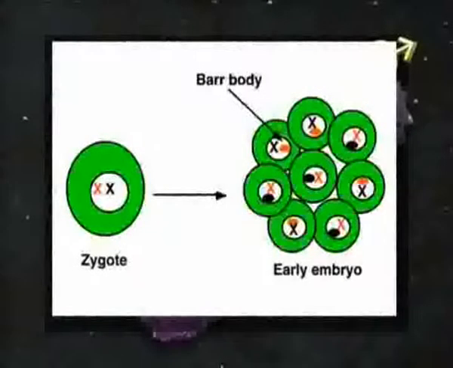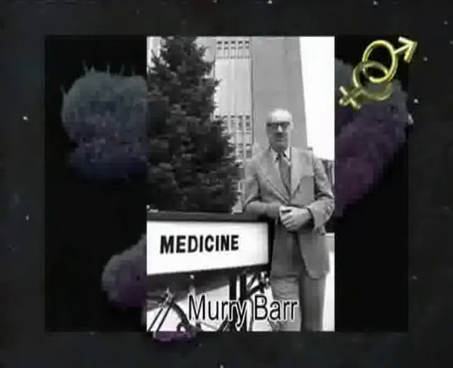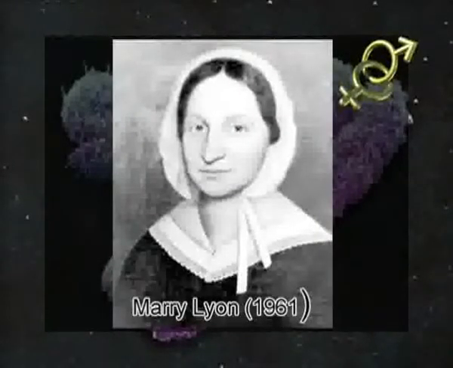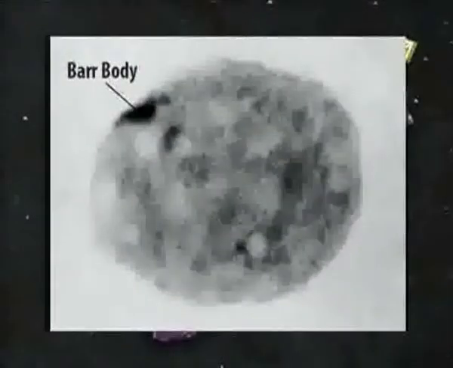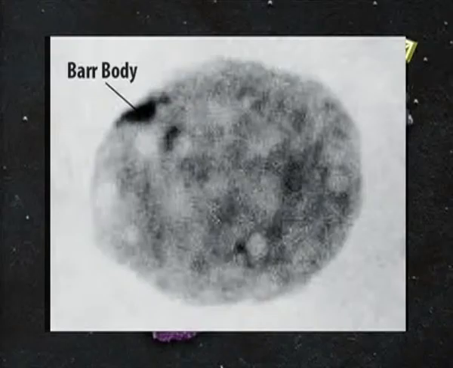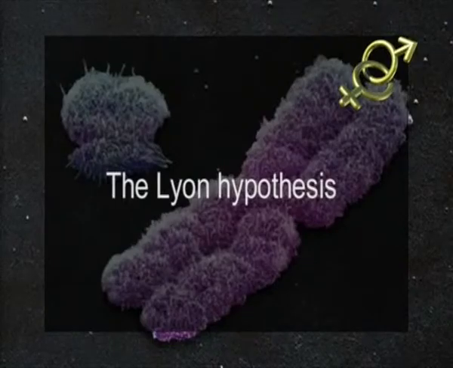This body is actually the condensed X chromosome and it is called a Barr body, after its discoverer Murray Barr. In 1961, Mary Lyon proposed that the condensation of the X chromosome into a Barr body was a mechanism for inactivating the genes on the chromosome. This is called the Lyon Hypothesis in her honor.